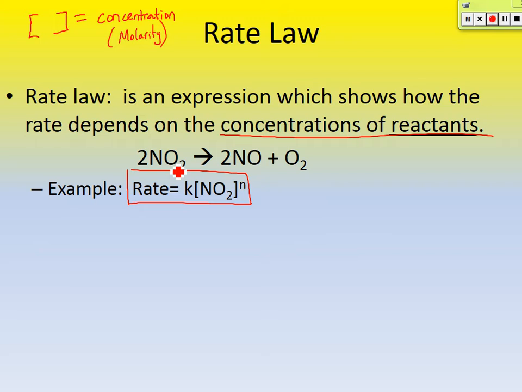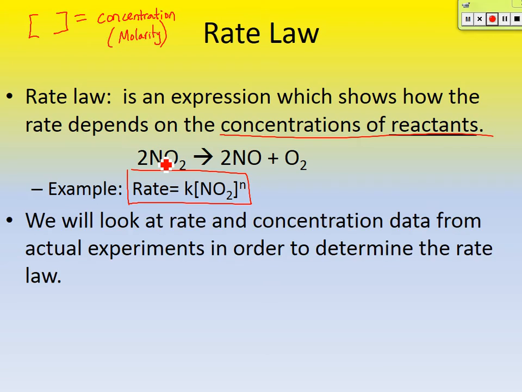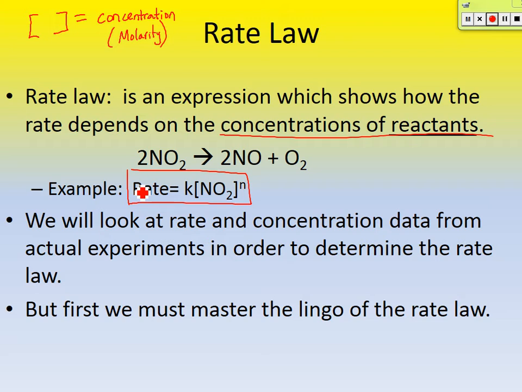Now I wanted to point something out to you. The rate law is only concerned about the reactants. We don't care about the products. So you're only going to build in the molar concentration for the reactants in the rate law. We will look at the rate and concentration data from actual experiments in order to determine the rate law. So we're going to go through a lot of actual experimental data to determine these numbers that will be plugged into the rate law. Okay, but before we do that, we must master the lingo of the rate law.